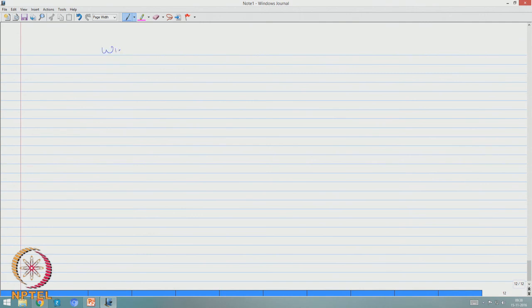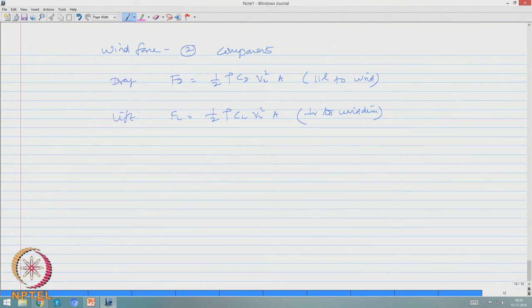So, wind force will have two components. One is the drag force, the other is the lift force, which is given by these equations, where drag will act parallel to the wind direction and lift will act normal to the wind direction. So, this is called drag, this is called lift force. C D and C L are respectively the drag and lift coefficients. In both the cases, area is measured normal to the wind surface.